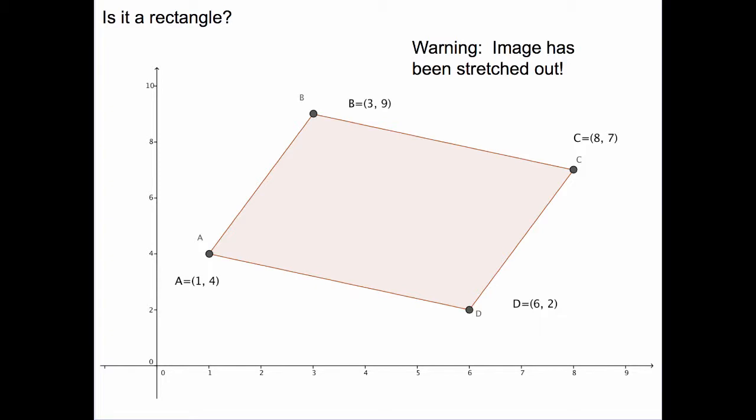In this picture, I've drawn a quadrilateral and I've shown you the coordinates of each of the vertices. I've also stretched out the picture so that you can't tell exactly what the original looked like. And the question is this: if I unstretched it, is this a picture of a rectangle, or a parallelogram, or is it none of those things?